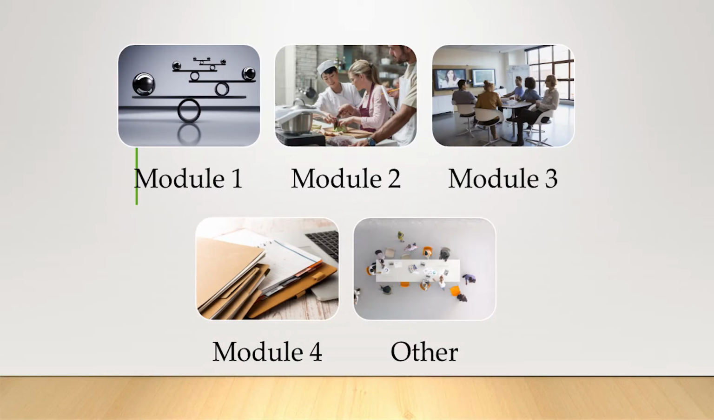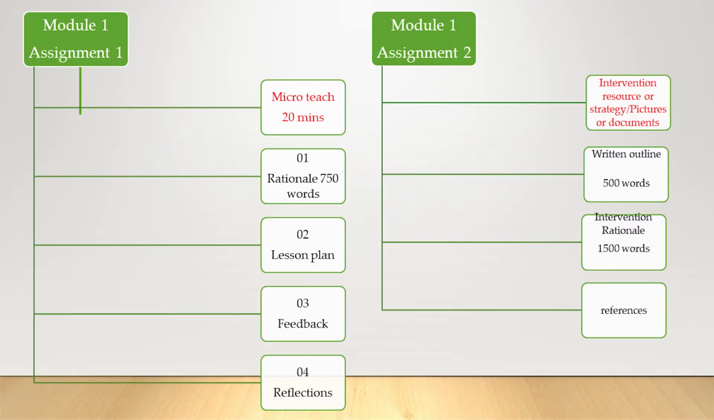This course contains 4 modules. Module 1 contains 2 assignments. Assignment 1 is the micro teach, where you have to teach for 20 minutes in front of your class and your tutor. The rationale, the explanation and the write-up for the micro teach is 750 words. Attached with that should be a lesson plan. Thereafter, the teacher will give you some feedback, and on that feedback you have to draw up a reflection.